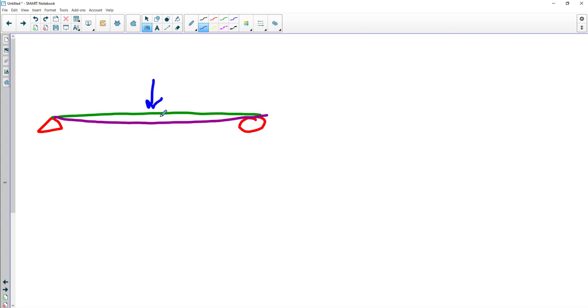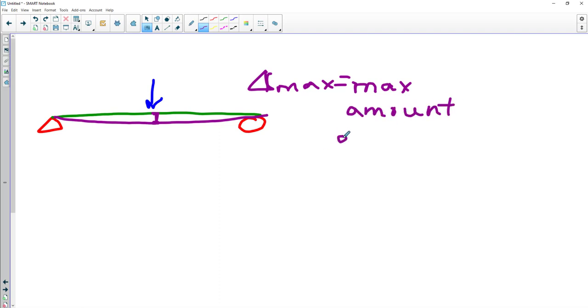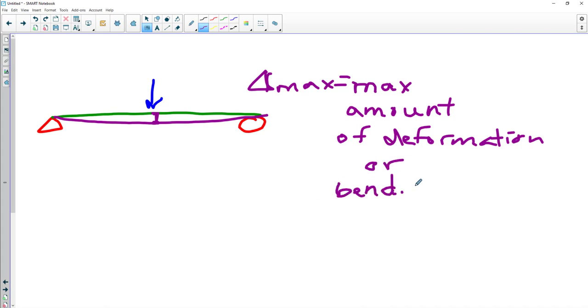So deformation is how much is the distance from here to here. How much did it bend? How much did it change, right? So delta max, whoa, that's a bad triangle. Delta max is the maximum amount of deformation, or bend in this case, right? It's bending, okay?